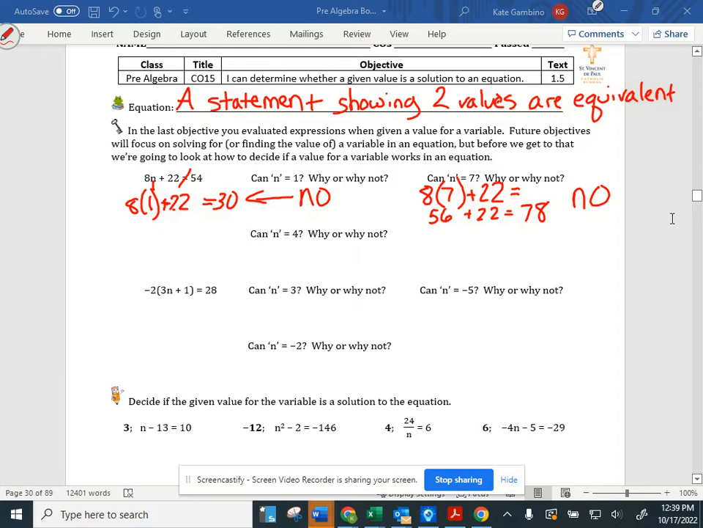Can n equal 4? Yes. So I hear people saying yes, let's prove it. 8 times 4 plus 22. 8 times 4 is 32, plus 22 equals 54. So I'm proving that yes, it can be 4, because I plugged 4 in for my variable, and I'm showing what the answer is.